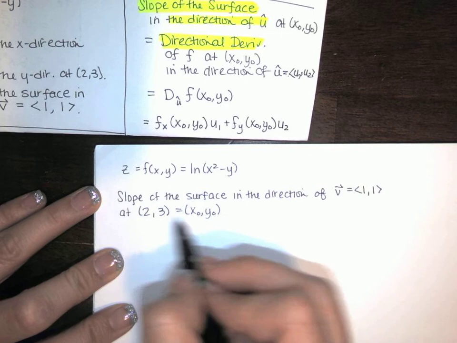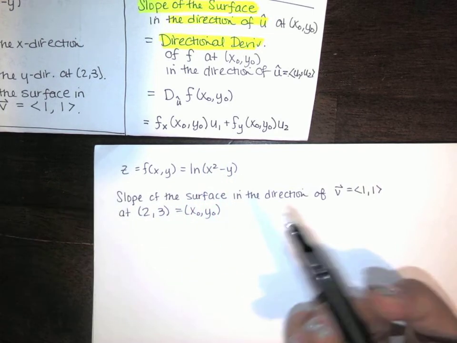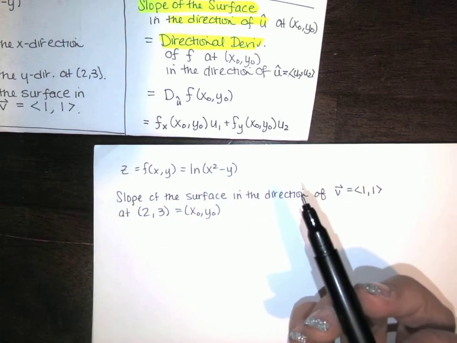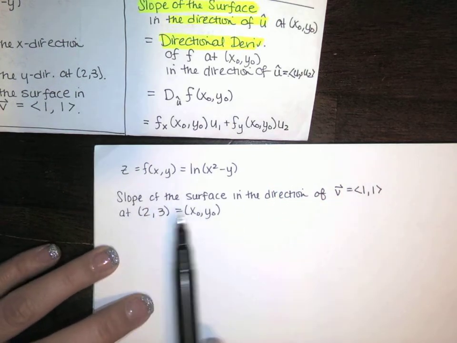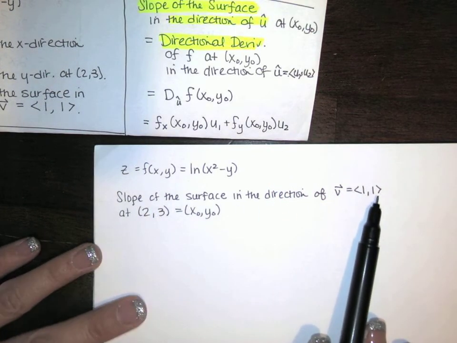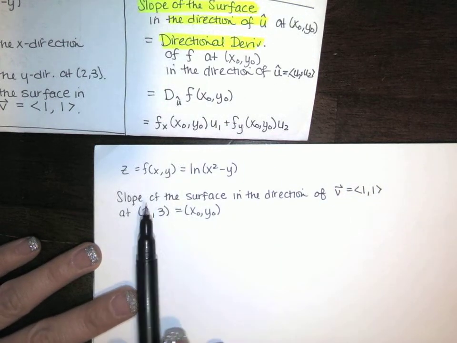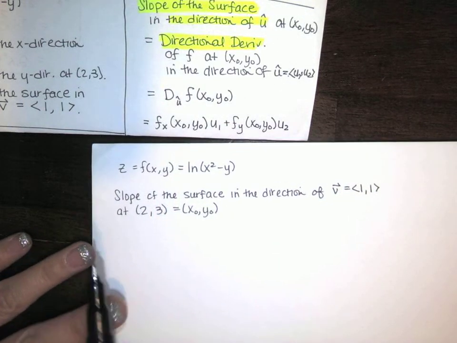Now z has the corresponding z value. It's natural log of 2 squared minus 3. Natural log of 1. So I guess z equals 0 at that point. We want the slope of the surface at that location in this direction. Well, that's called the directional derivative. Anytime you're looking for slope, you're looking for the directional derivative.